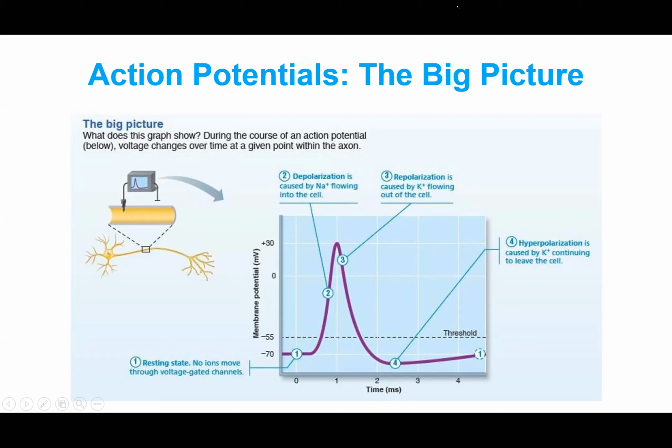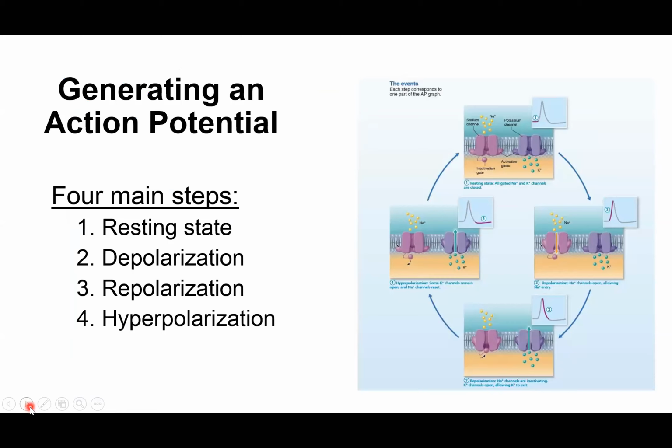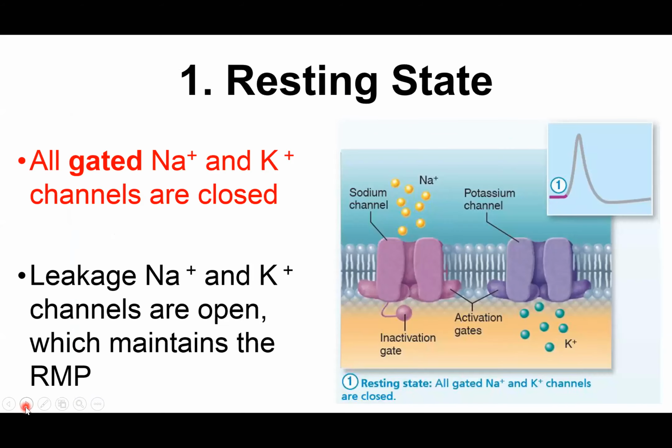So let's break this down a little bit further. All right, so how do we generate this action potential? There's 4 main steps. We're going to have our resting state, depolarization, repolarization, and hyperpolarization. So, resting state. In the resting state, all of the voltage-gated sodium and voltage-gated potassium channels are closed. Okay, so sodium can't come in, potassium can't leave.